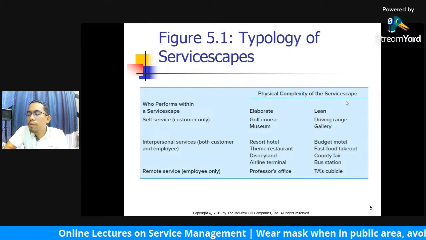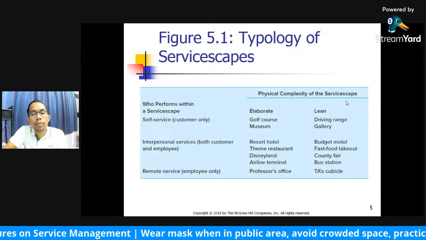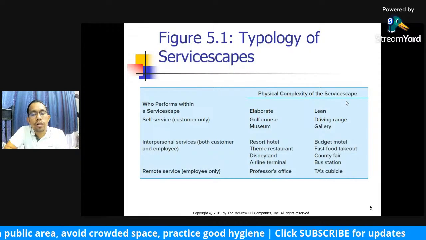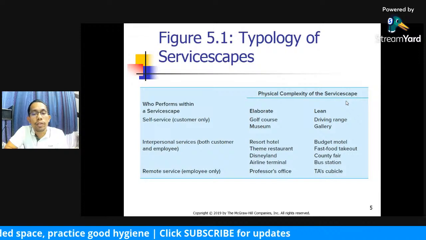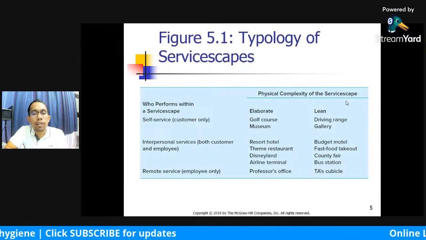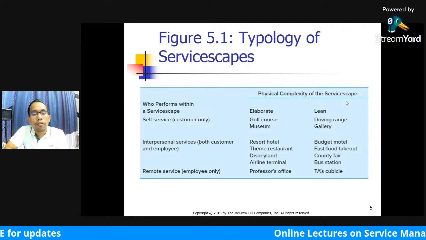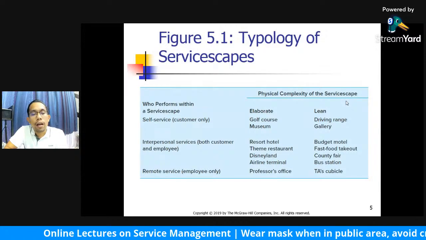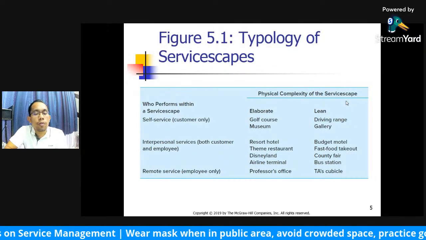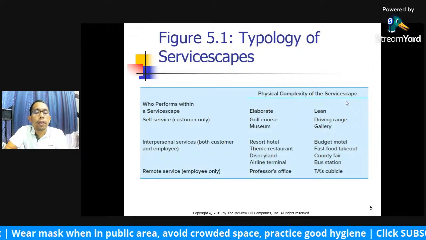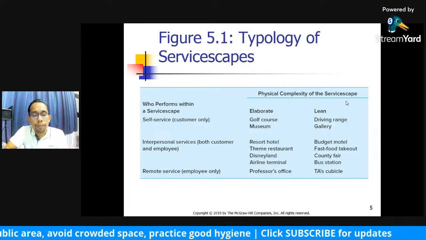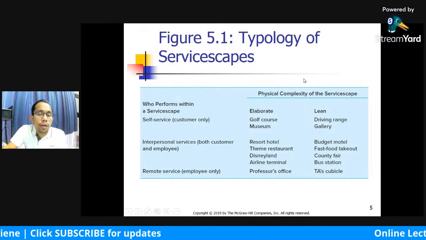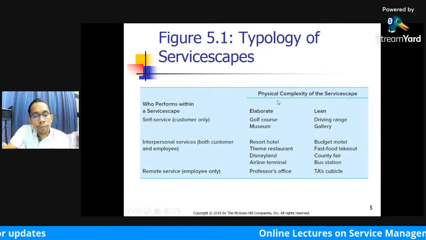However, sometimes you don't have time or so much budget. For example, a budget hotel, transportation house, homestay, which have very lean information or a very lean kind of concept and landscape. So you can define whether you want the customer involved fully, or you want to work together, or you only want your employee. So this is the typology of Servicescape.